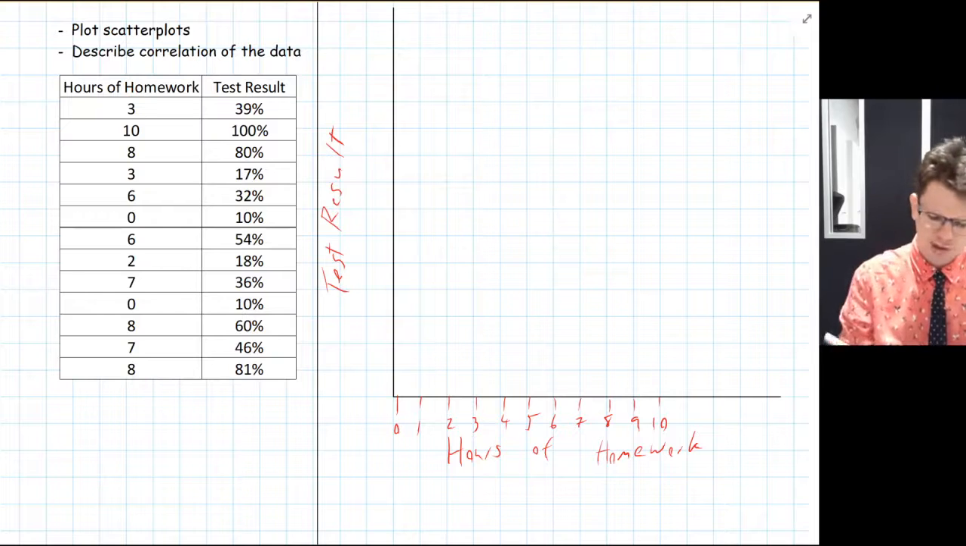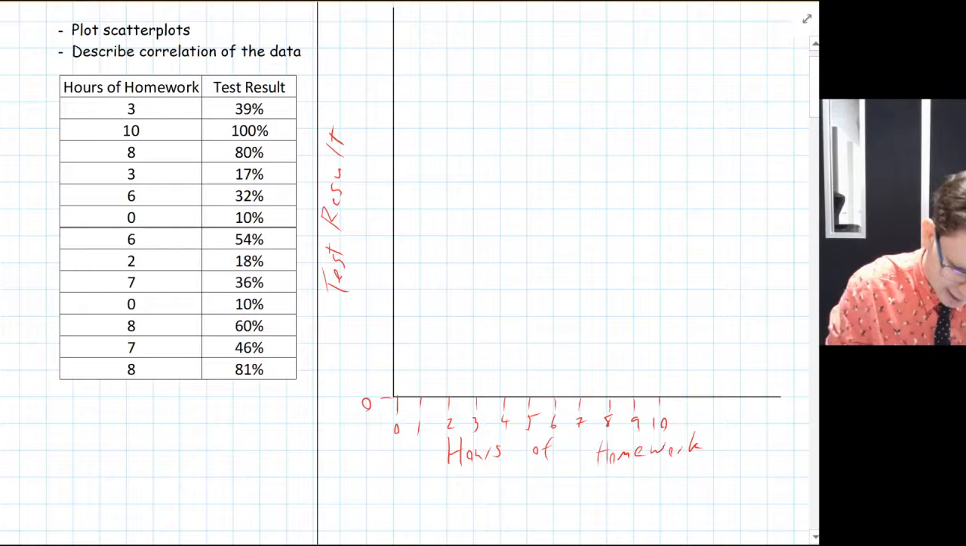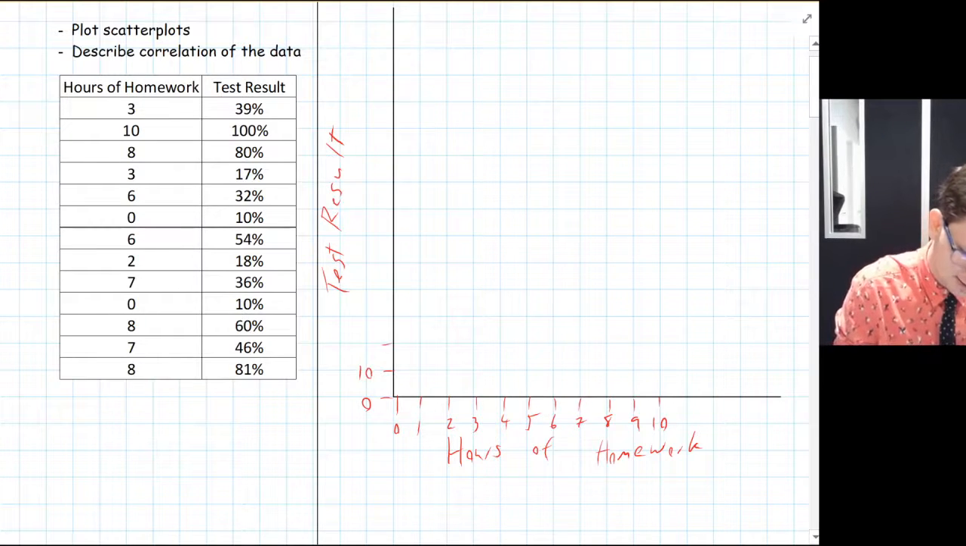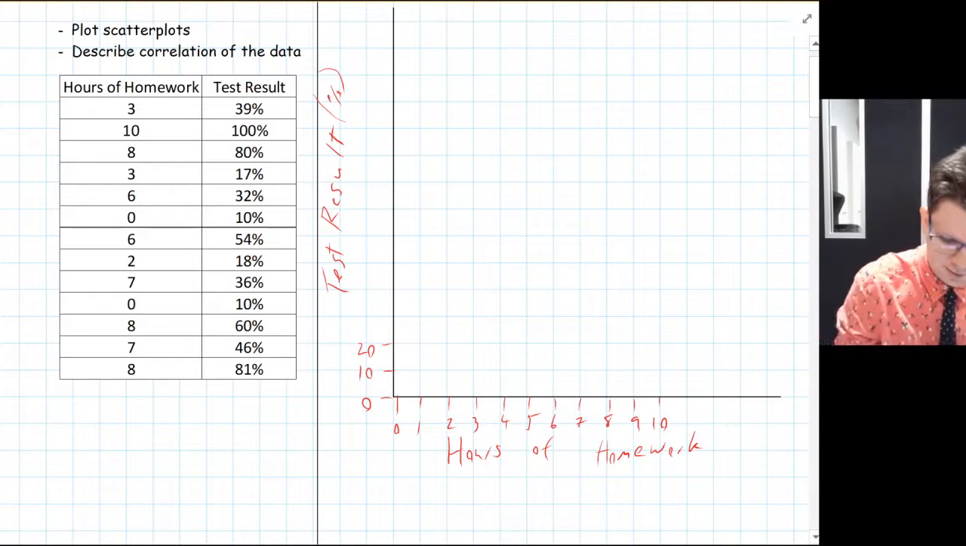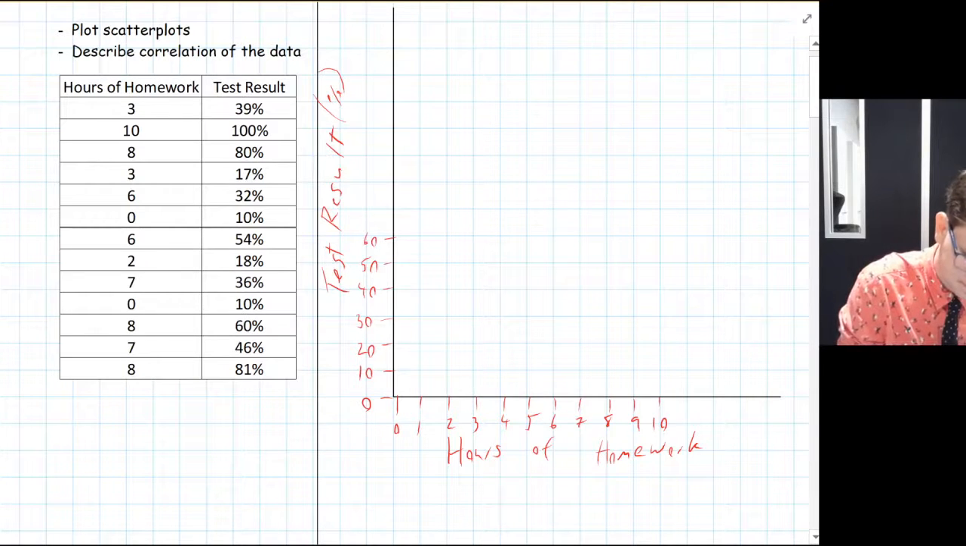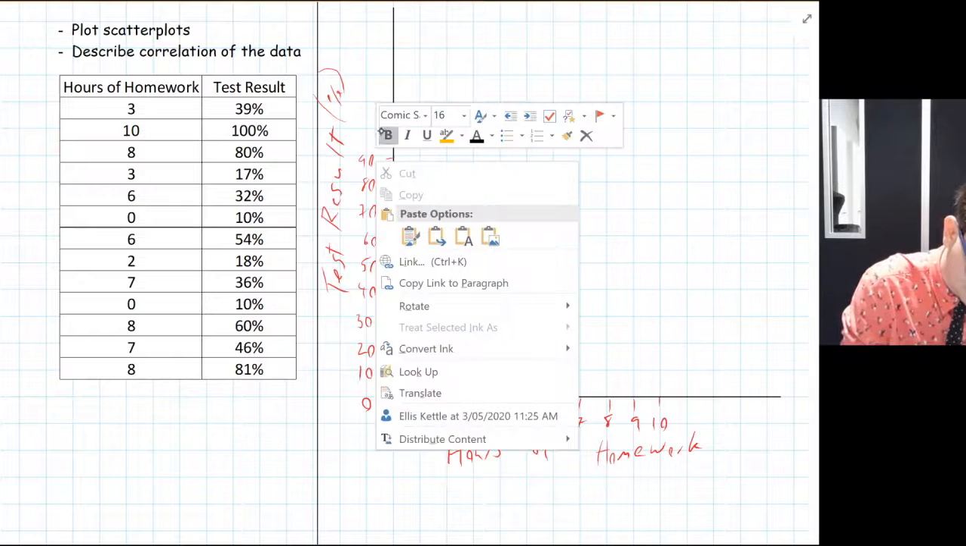And because I'm doing a percentage scale, I'm also just going to go up in tens. So 0, 10, 20. And I might put the percentage sign up here so I don't have to write it so many times. All the way up to 100. Oh, not 900%, 100%.